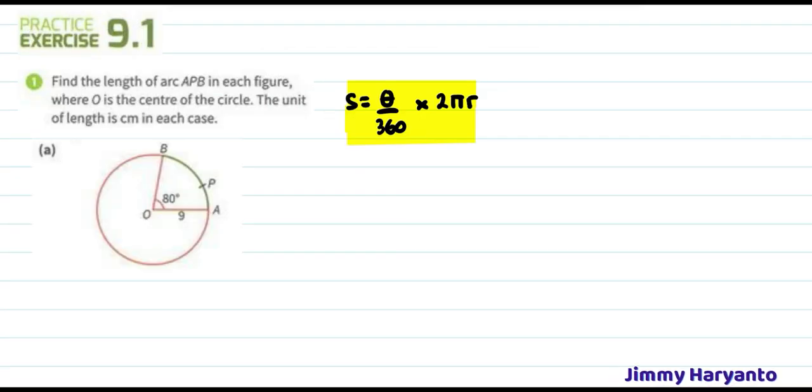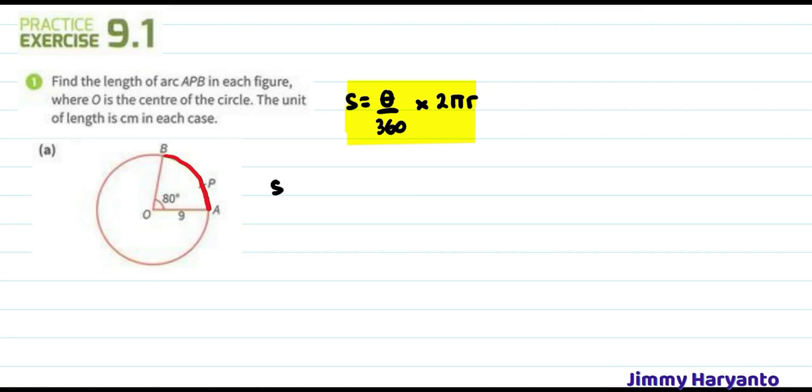Okay, next is practice exercise 9.1. Find the length of arc APB. By the meaning of APB, it's like this: A, P, and B. So the question wants you to find this one, the minor arc. The formula of the arc is this one: S equals theta over 360 times 2 pi r.